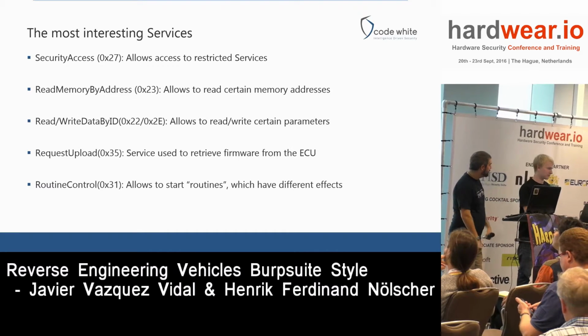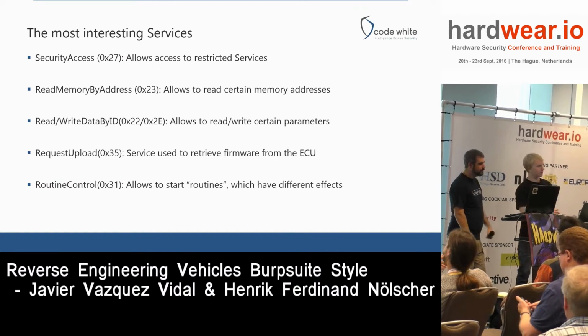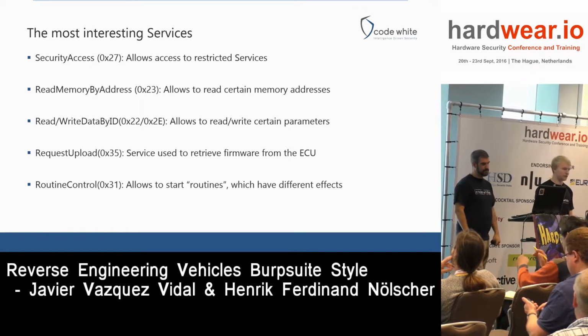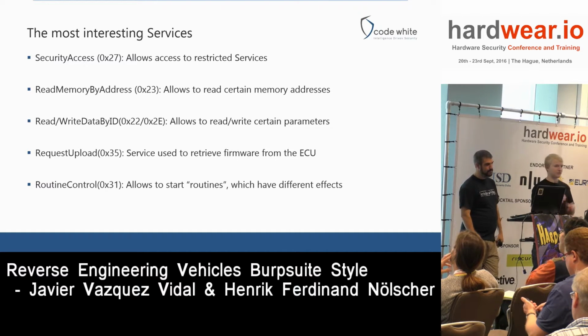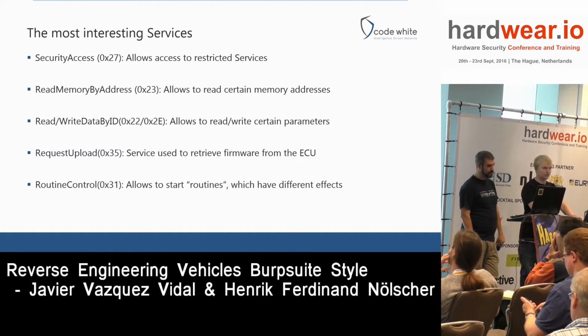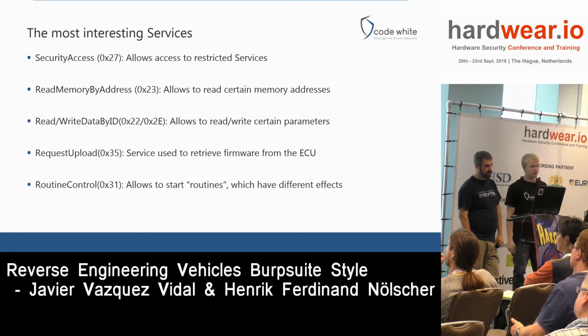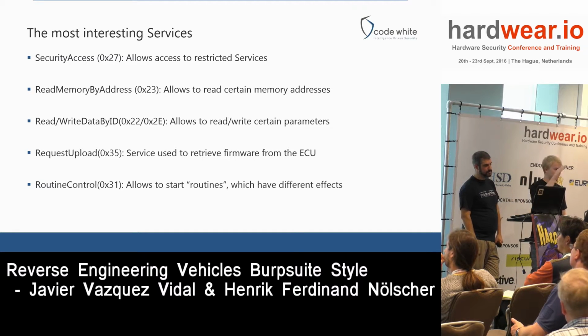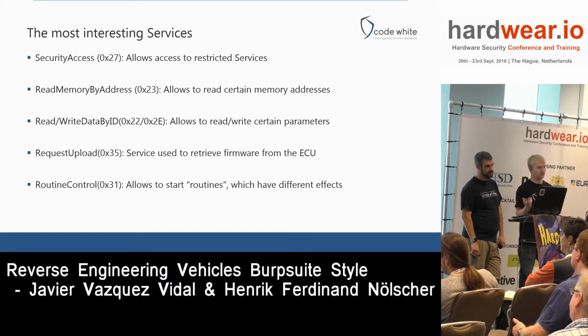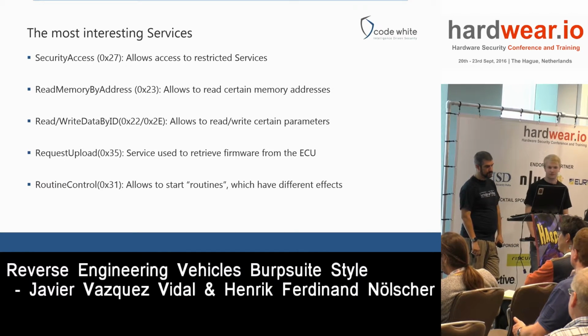There are a couple of services we would like to mention here that are interesting from an attacker's point of view. The first is security access, which is the authentication from the tester to the ECU. You need to have security access to use services that do write operations or are more critical. Then there's read memory by address, which is pretty self-explanatory. It allows you to read certain memory addresses: you give it an offset and it will return the data. Read or write data by ID means that there are certain values that are already known. For example, you can use an ID to read the vehicle identification number, but there's also other stuff to trigger.